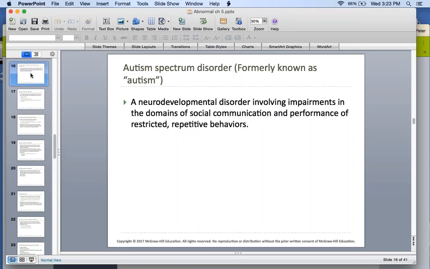Autism spectrum disorder is a neurodevelopmental disorder. It involves impairments in the domains of social communication, and performance of restricted and repetitive behaviors.